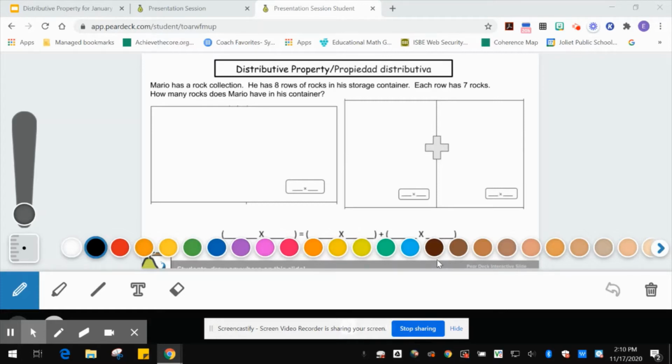Let's take a look at this problem. Mario has a rock collection. He has 8 rows of rocks in his storage container. Each row has 7 rocks. How many rocks does Mario have in his container?